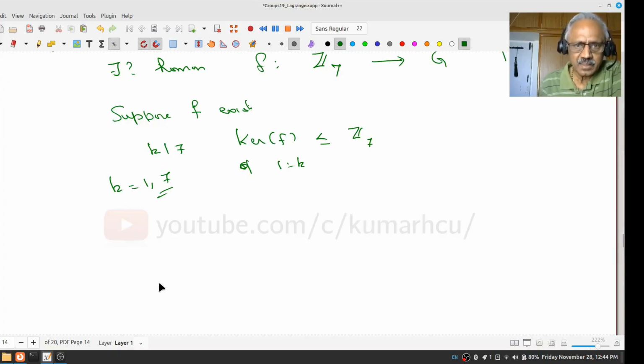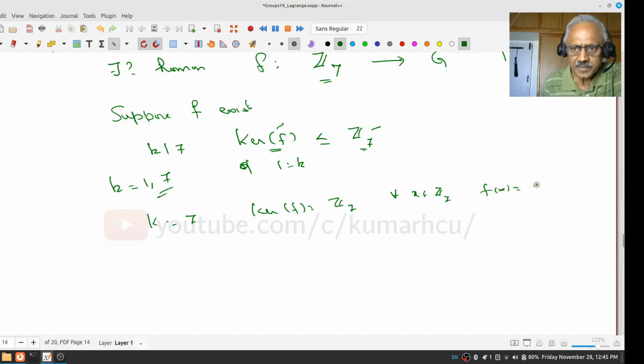Is that clear? Suppose K is 7. What does it mean? The kernel is a subgroup of Z7. This has 7 elements, and this also has 7 elements. That means the kernel of F equals Z7. That means for all elements x in Z7, F(x) must be the identity. That means F is the trivial homomorphism.